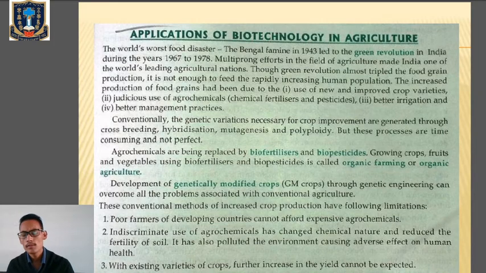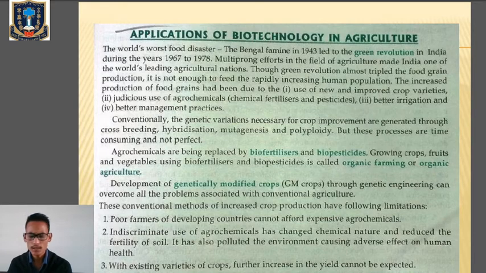Now, conventionally, genetic variation is necessary for crop improvement. Okay, so we have to go for genetic variations within the crop, and this can be done through crossbreeding. It can be done with the help of hybridization, mutagenesis and polyploidy. But these processes are very time consuming and they are also not perfect.